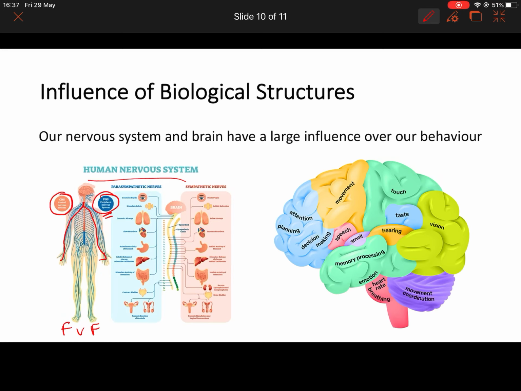We also know that our brain has a really large influence over our behaviour, particularly as biological psychologists would argue that the mind exists in the brain. The largest part of our brain is the cerebrum, and this makes up about 85% of the total mass of our brain. The outer surface of the cerebrum is called the cerebral cortex, which is responsible for many of the higher order functions that are more or less unique to humans, for example, complex thought and language.